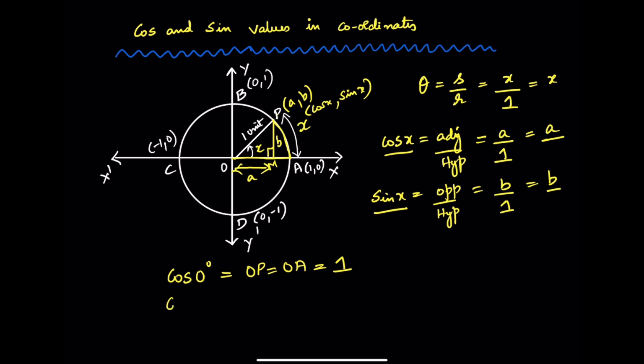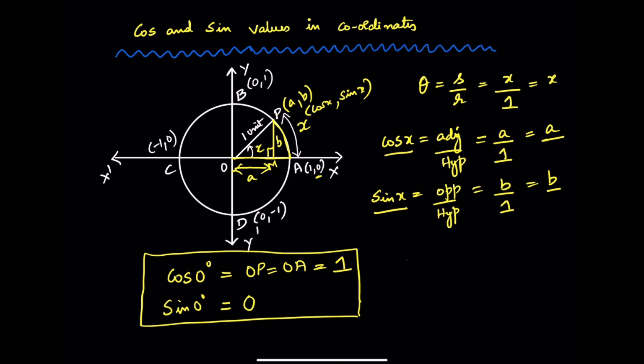Now what would happen to sin 0 degrees? When we say sine, that is the y coordinate, and sin 0 would be equal to 0. So this is how we find cos 0 and sin 0.